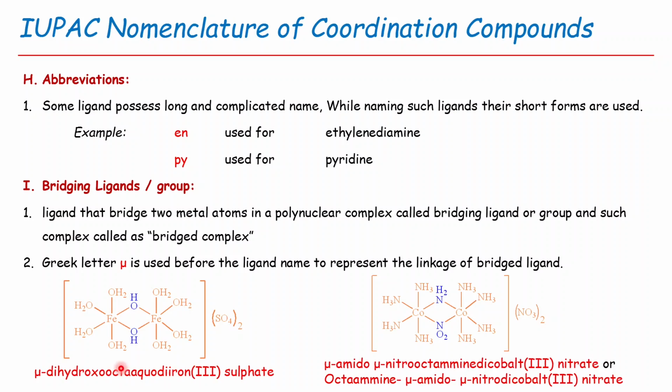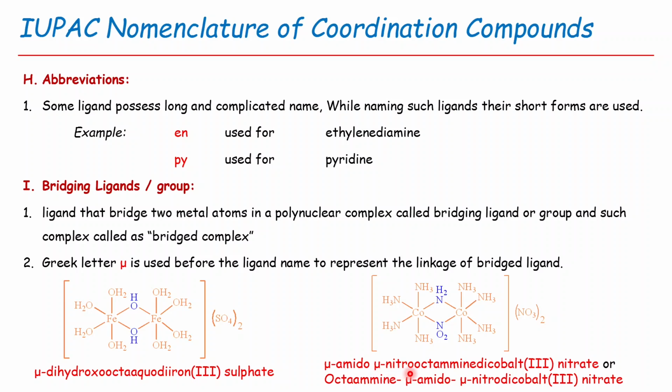And the name of such compound is mu-dihydroxo octaaqua diiron(III) sulfate. Similarly, the name for the second complex is mu-amido mu-nitrito octaamine dicobalt(III) nitrate. Let us split this name one by one. Mu-amido means this NH2 minus ligand is bridged between the two cobalt. That's why we write mu-amido.